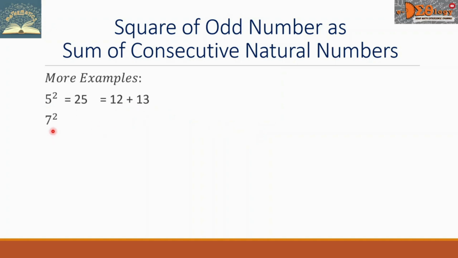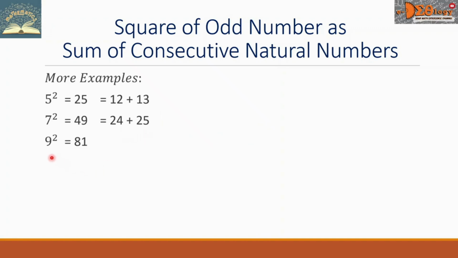Another example, 7 square, that is equal to 49. 49 divided by 2, we will get 24.5. This 24, or the integer part, is the first number, plus the second number will be the consecutive number, which is 25. So 49 equals 24 plus 25.